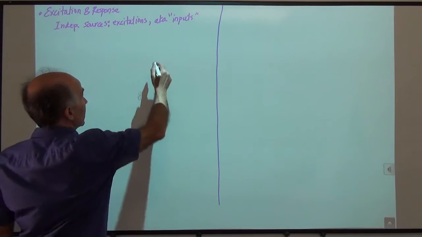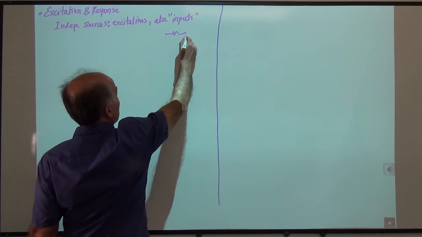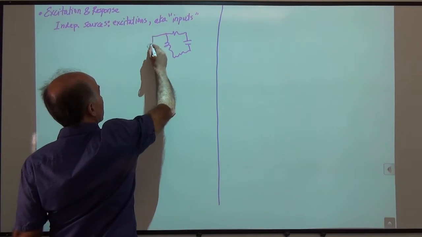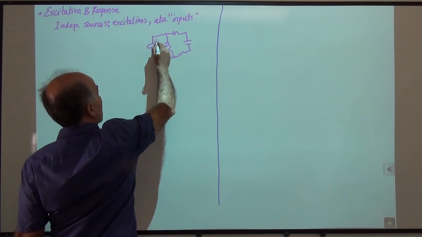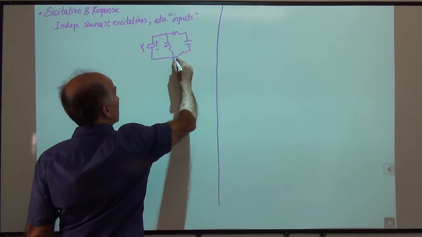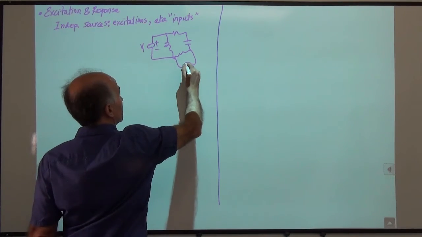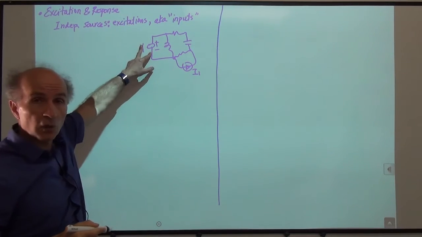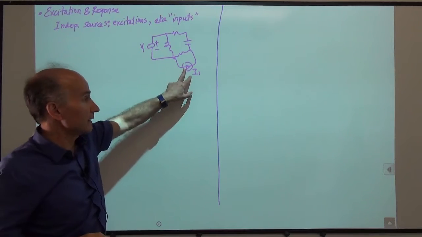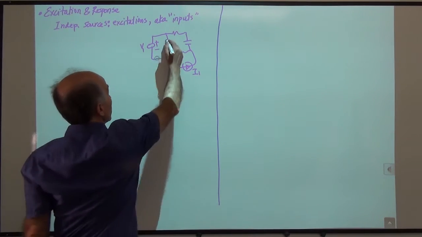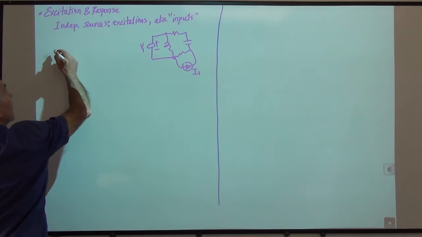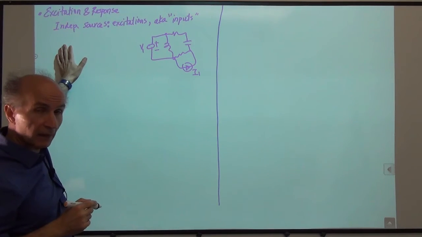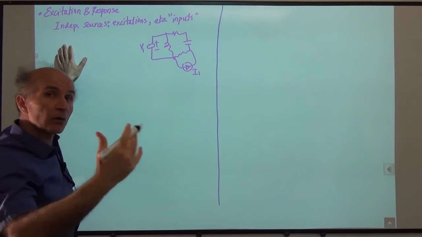Okay, so if I have a circuit like this, a bunch of devices all connected and so on, and then I have an independent voltage source here, an independent current source here. I can say this is one excitation or input, this is another excitation or input, right? Okay, but remember that only for independent sources. For dependent sources, we cannot say that. They are part of the circuit. They're not coming from outside the circuit.